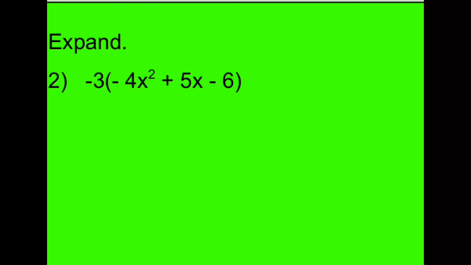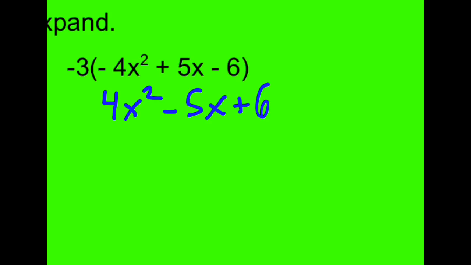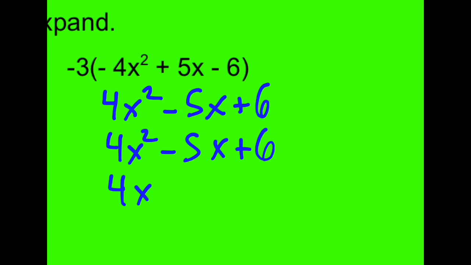So remember what this means. This means 3 groups of negative 4x squared plus 5x minus 6. But the negative sign on the outside is going to make them all opposite. So it's going to be positive 4x squared, negative 5x, and positive 6. And it's going to be like that 3 times because there is a 3 on the outside of the parentheses. So we do that 3 times: 4x squared minus 5x plus 6, 4x squared minus 5x plus 6.